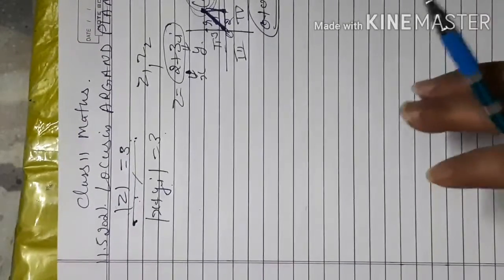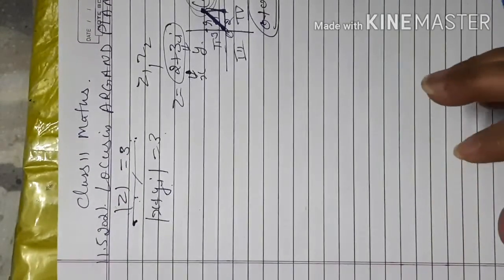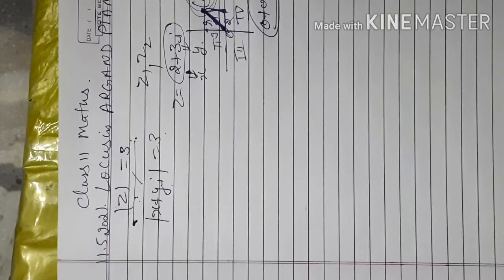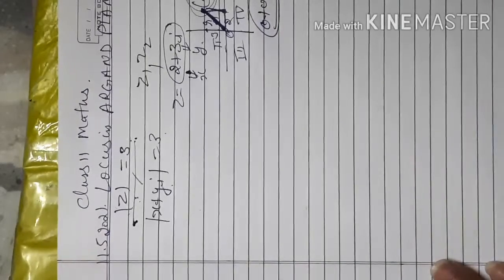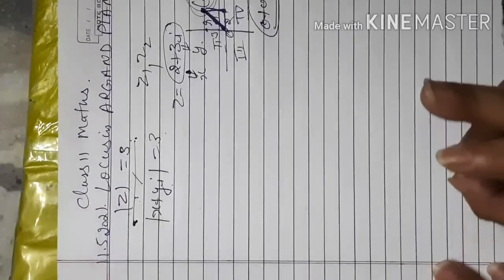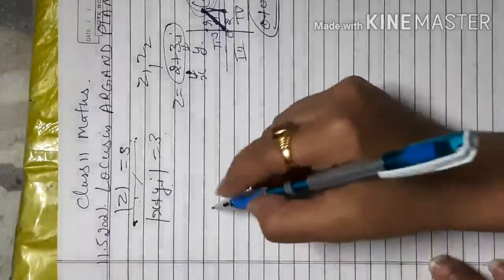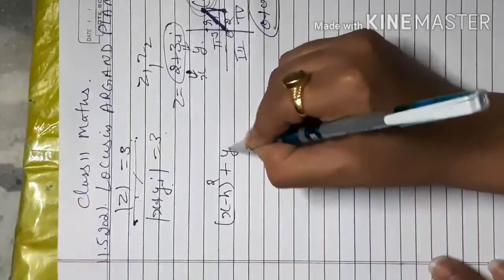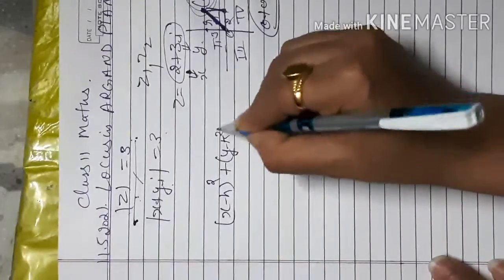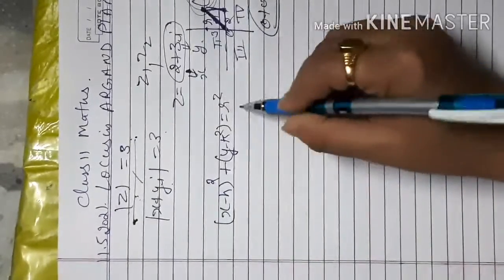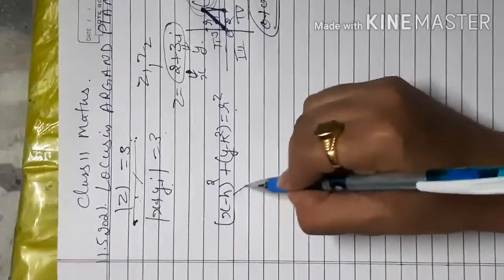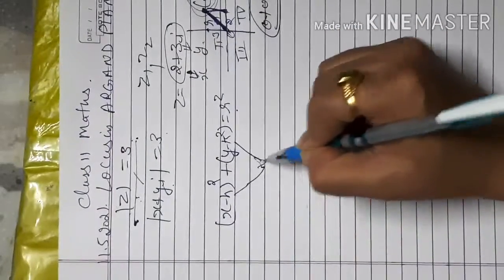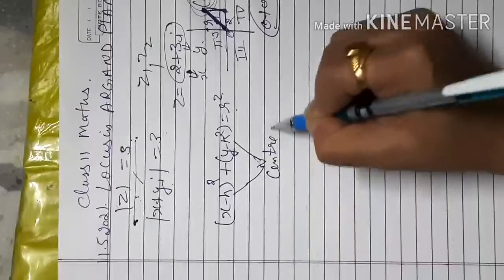So how can you identify what the center and what the radius are? If a center and radius question is there, we are basically dealing with the equation of the circle. The first equation is (x minus h) whole square plus (y minus k) whole square is equal to r square. r square is the square of the radius of the circle, and h and k represent the center of the circle.